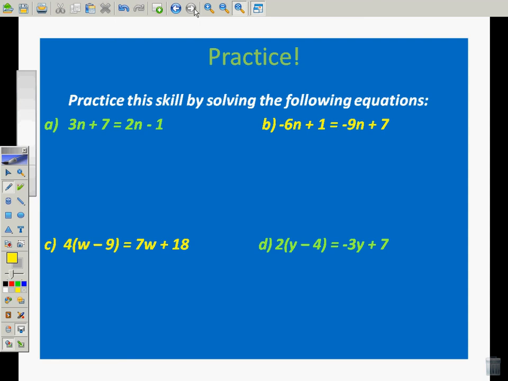On this slide, we've got a couple that have the distributive property in them. So if you want to go ahead and pause the video at this time, you can get some extra practice on these 4 problems.